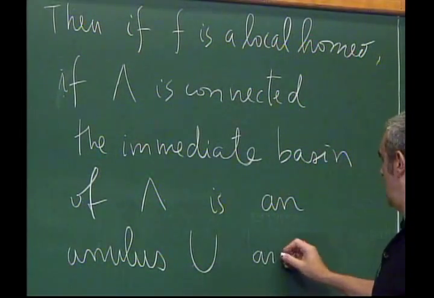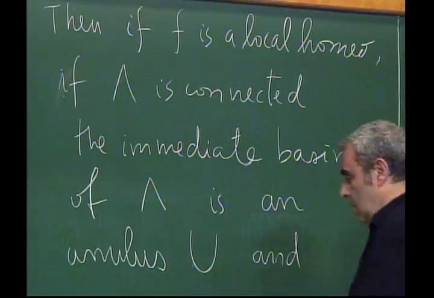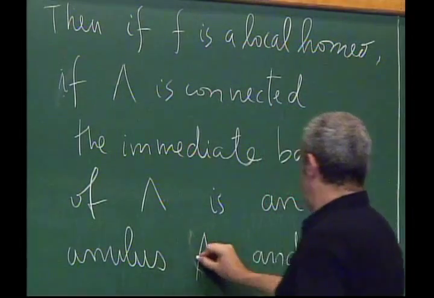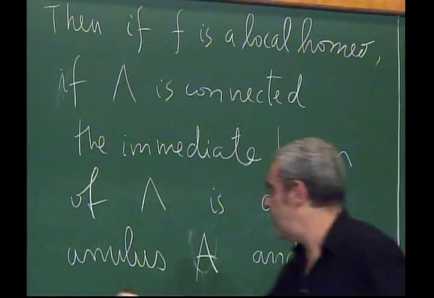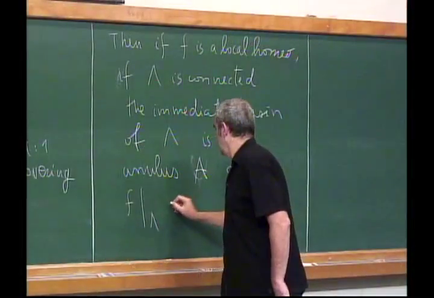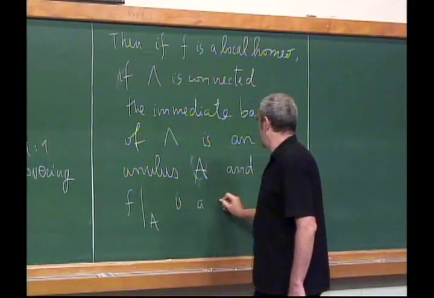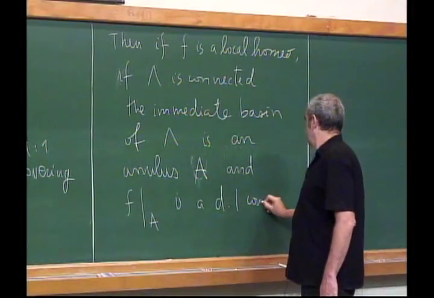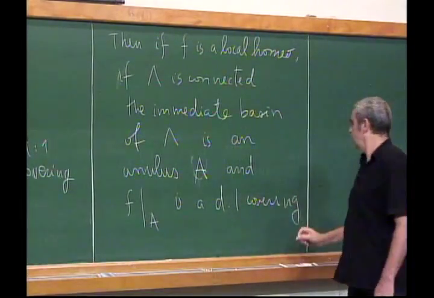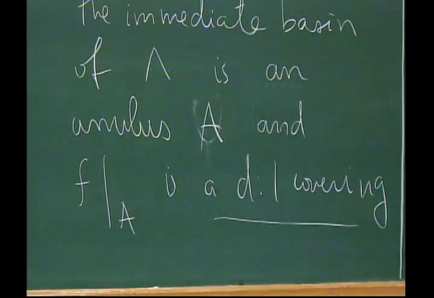And F restricted to A is a d-to-1 covering. This means that no other preimages of the attractor appear within the immediate basin. Okay? This is a two-dimensional result. For dimension 3 or more, this does not hold anymore, okay?